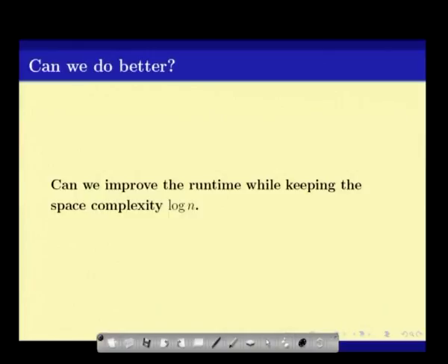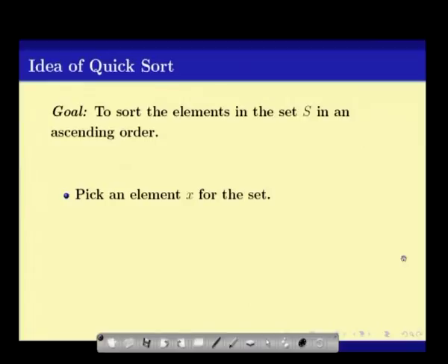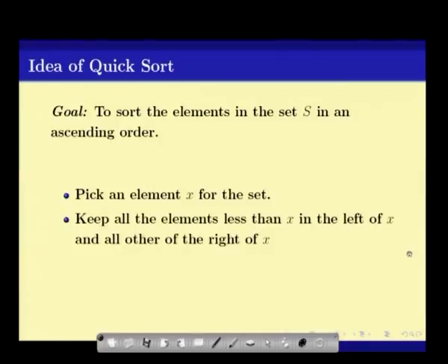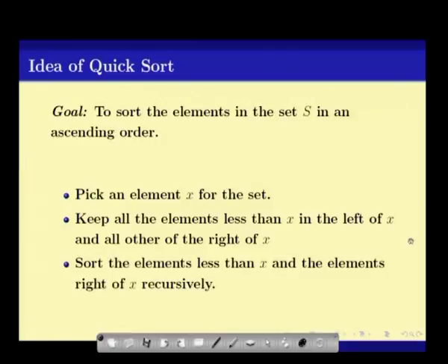The natural question was, can we do better? That is, can we get a better running time while maintaining space complexity log n? And quick sort was the answer to it. For quick sort, we picked an element x from the set S, and then we split this set S into two parts, less than x and greater than x, and then we recursively sort the elements in the less than x part and the greater than x part.